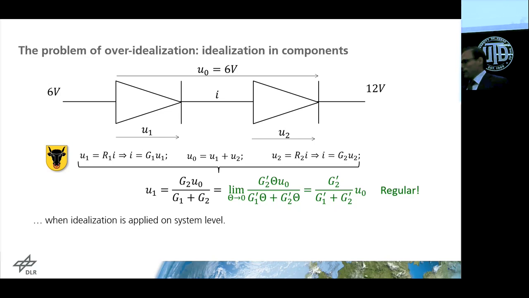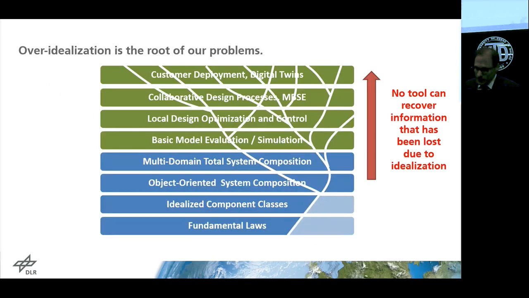Also, something you have to be aware of, object orientation is there a little bit more critical. Okay, this is all to the understanding of the problem. And the key takeaway is actually the following. If you have a problem with over-idealization, it's an information problem. You have thrown away the information that you did need to solve the system. No tool can save you from there on.